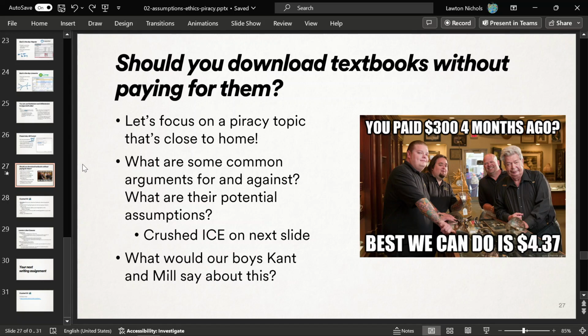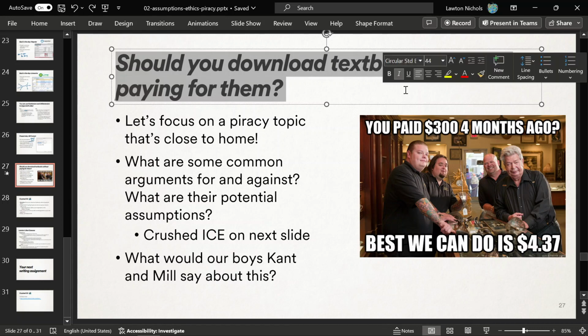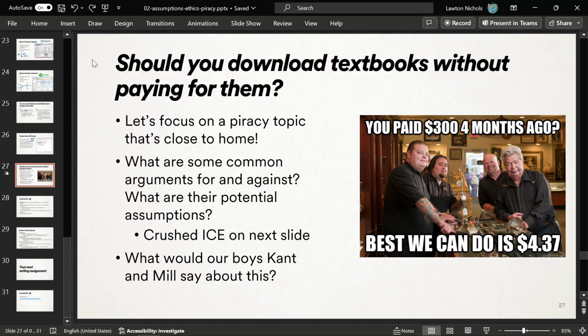I think this will be a fun one for us as well. Very near and dear to your heart. Here's an ethical question for you: should you download textbooks from the internet as PDFs or something without paying for them? All right. As a student, this is a very important question for you, right?